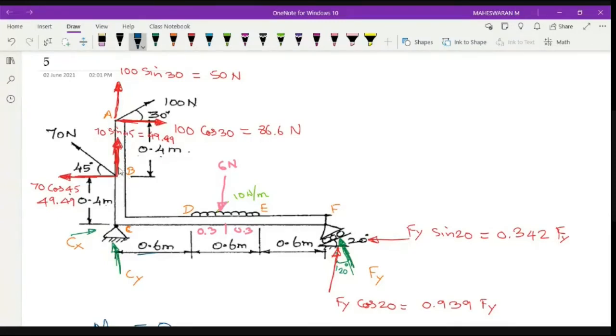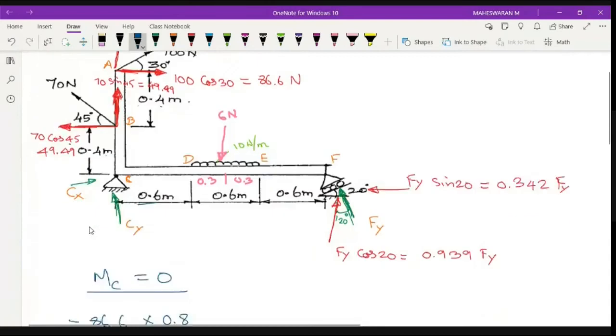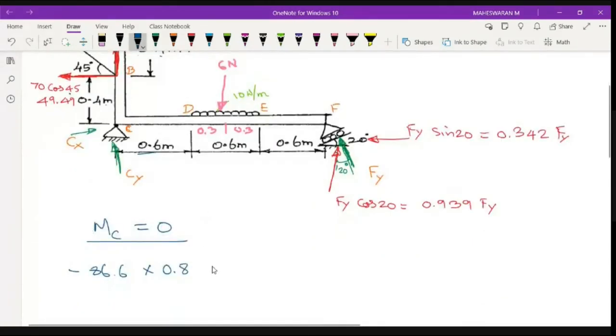Let me go for B. Again, this vertical force doesn't have distance from C, so leave this. This horizontal force, you have a distance of 0.4. Rotation, anti-clockwise direction. So force is 49.49, so plus 49.49 into 0.4. That is over.